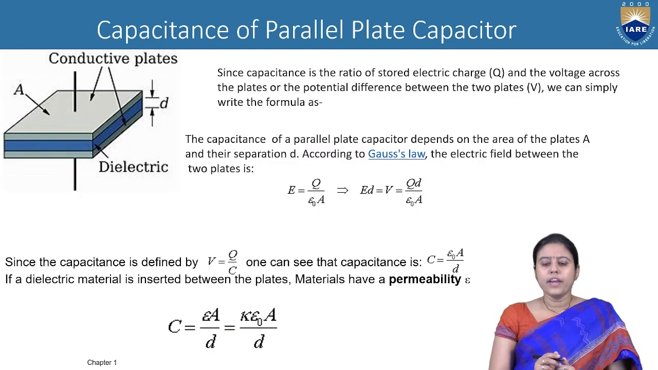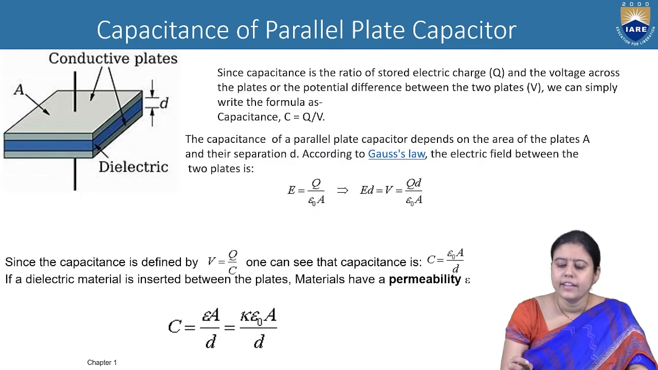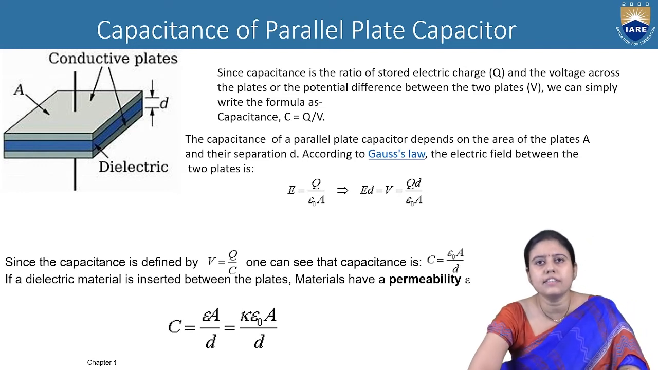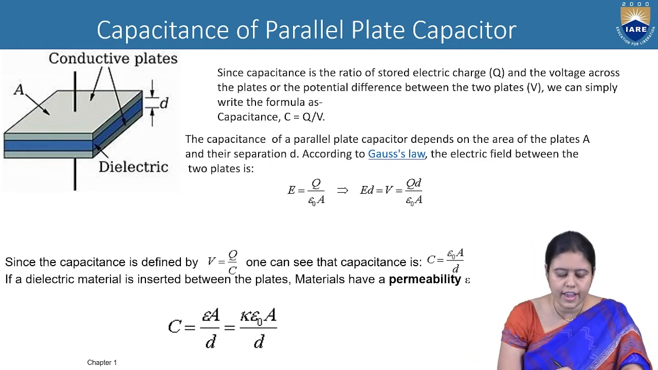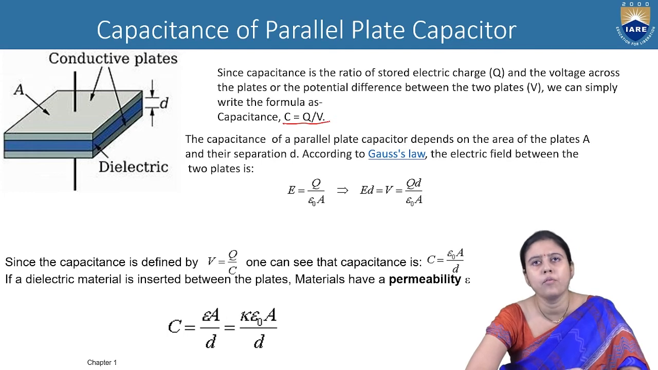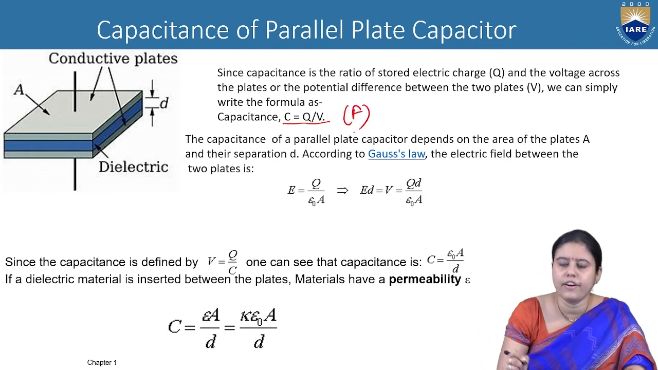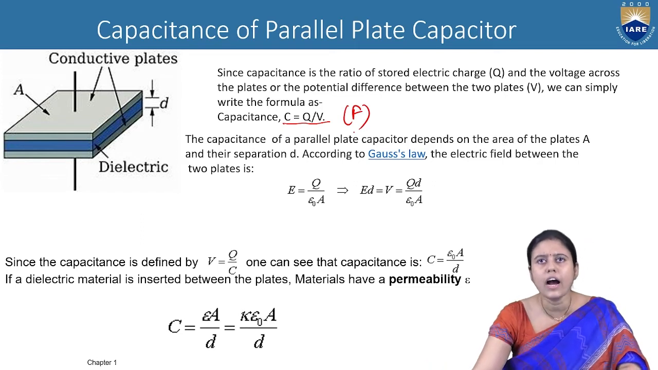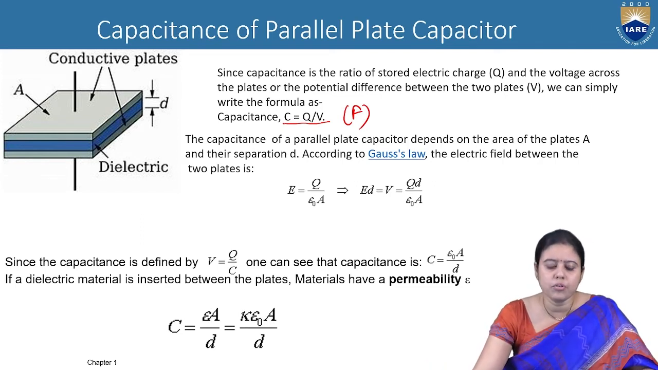So we can write from here that since the capacitance is the ratio of the electrical charge and the potential difference across the plates, C is equal to Q by V. What is C? C is equal to Q by V and the unit is farad. Now, we are thinking about the parallel plate capacitor.